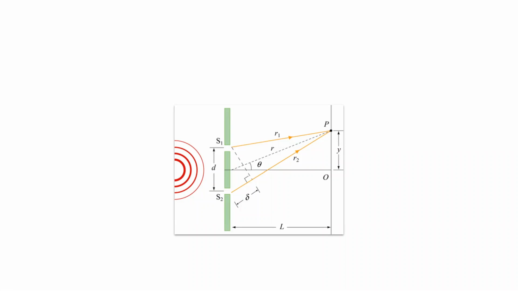Okay, hello. I'd like to talk a bit about Young's experiment. I'll quickly go through the concept and then we'll answer some questions together. So firstly, when I'm talking about Young's experiment, it means the double slit.